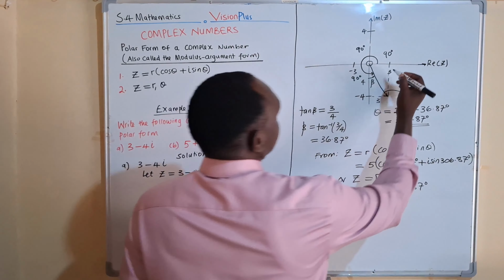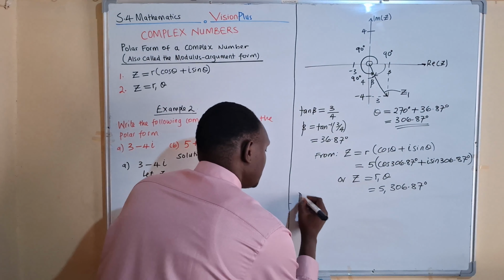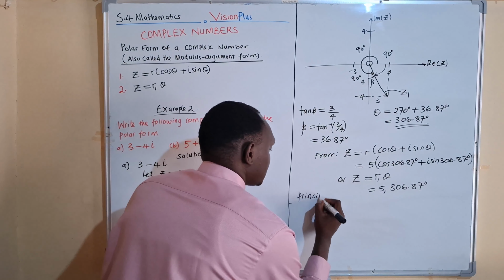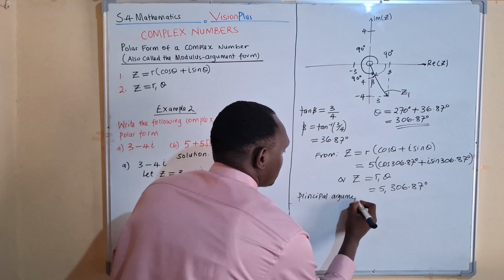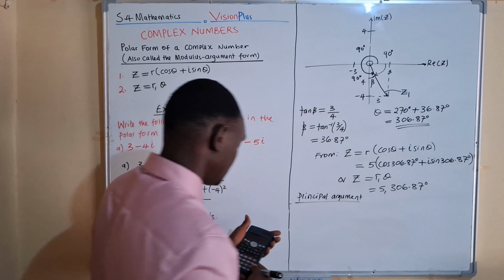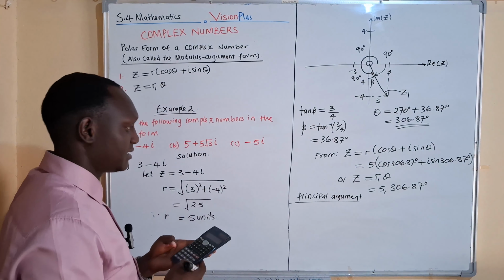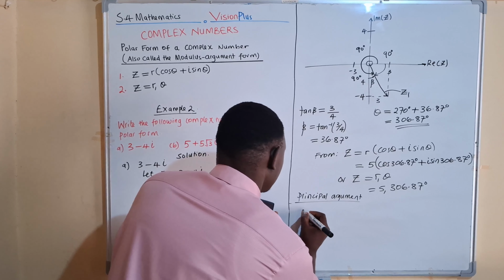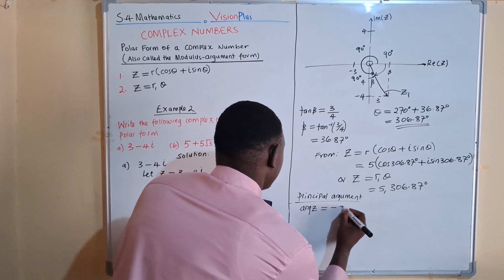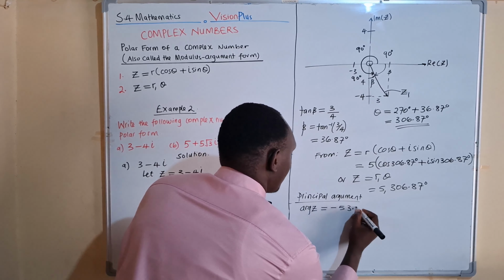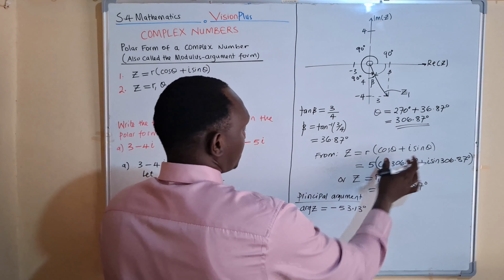What if we had obtained this angle instead as the principal angle? The principal angle is just an alternative. Principal argument just becomes 360 minus that angle that we have obtained. That gives us now the principal argument of z as negative 53.13 degrees.